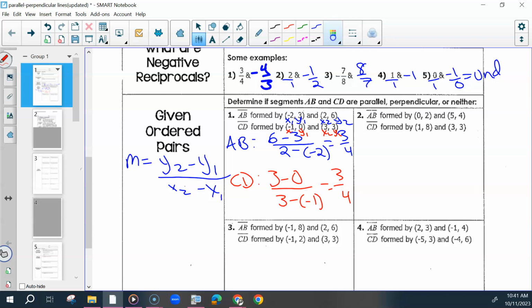If they're the same, they are parallel. If they're negative reciprocals, they're perpendicular. If they're neither of those, they're neither. So these would be parallel, perpendicular, or neither. Parallel, parallel. I'm just going to write the symbol because I don't have space, but you can write out the word or use the symbol.